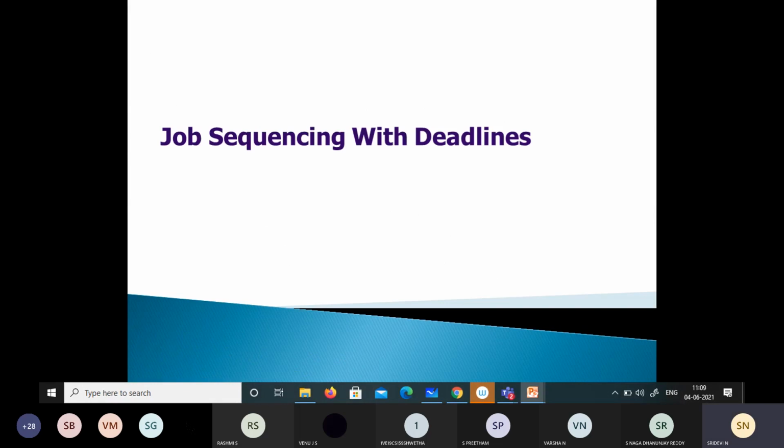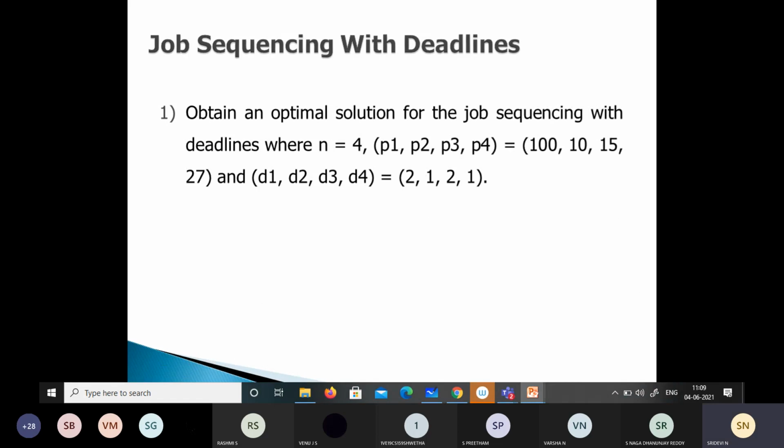Now, let's take up job sequencing with deadlines. The problem is called job sequencing with deadlines. This also will be solved using a greedy criteria. What happens here is, you'll be given a set of n jobs, and with each job there will be a deadline associated and also a profit.